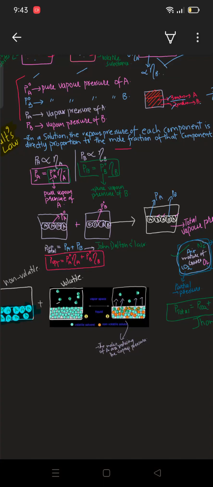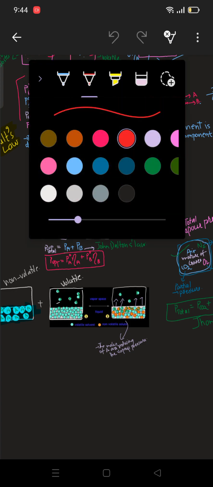Okay, so in the last video, we discussed mixing of non-volatile with volatile, and then we applied Raoult's law in it, right? Now we have actually completed this topic. Now we are moving towards ideal and non-ideal solutions. What is the difference between them? Today we're going to look into it.